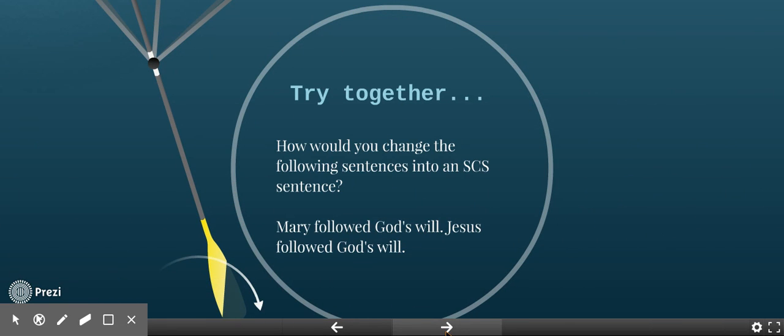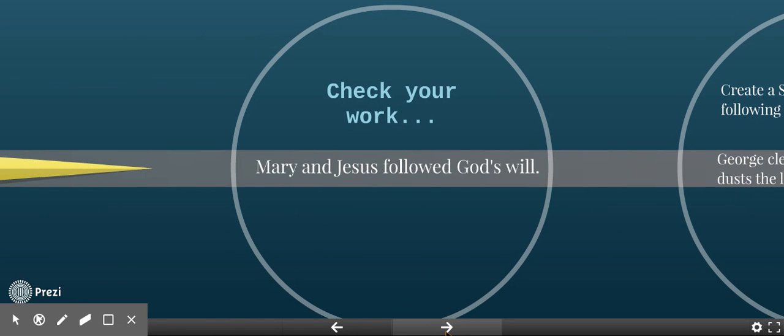All right, let's try one together. How would you change the following sentences into an SCS sentence? Why don't you pause and write down the following two sentences? All right, we notice that Mary followed God's will and Jesus followed God's will. We could take out one of the followed God's wills and the period and make it Mary and Jesus followed God's will. So it should look like this.